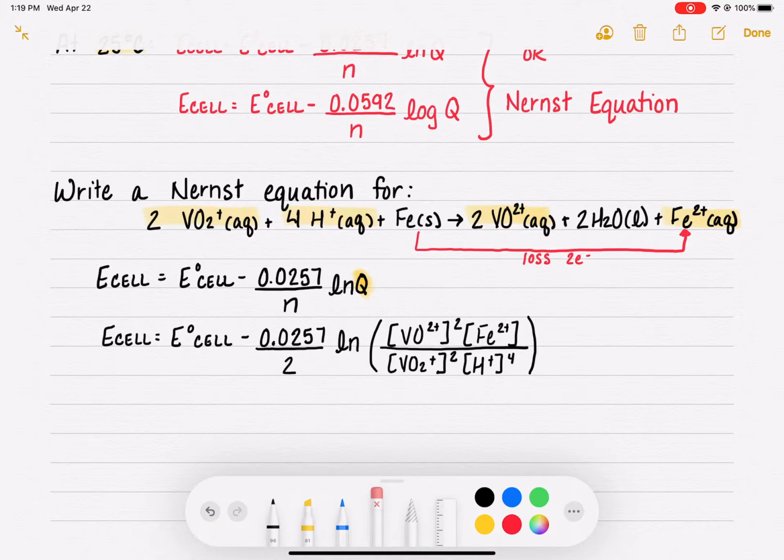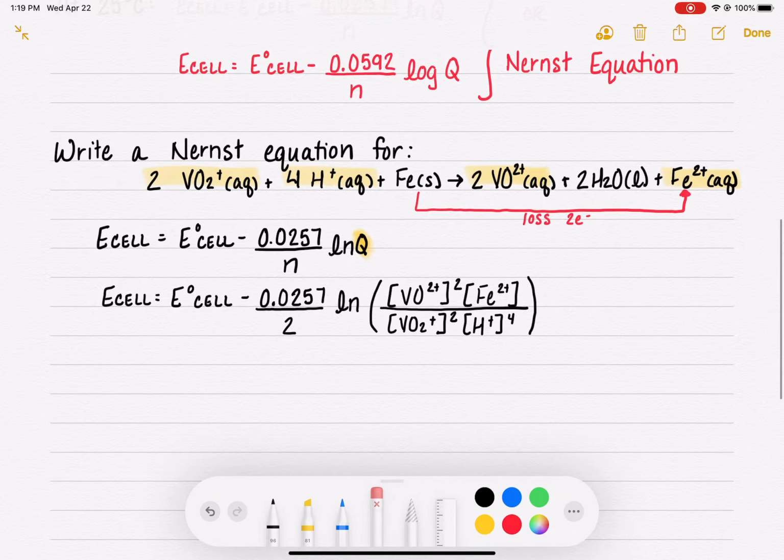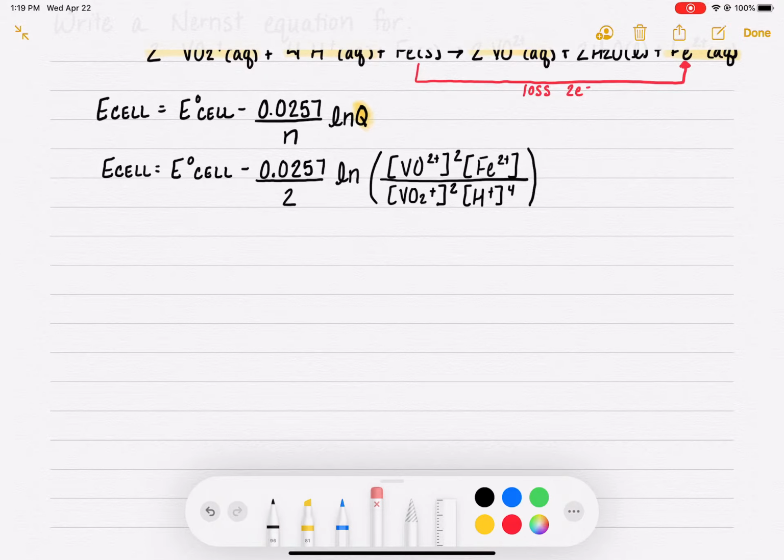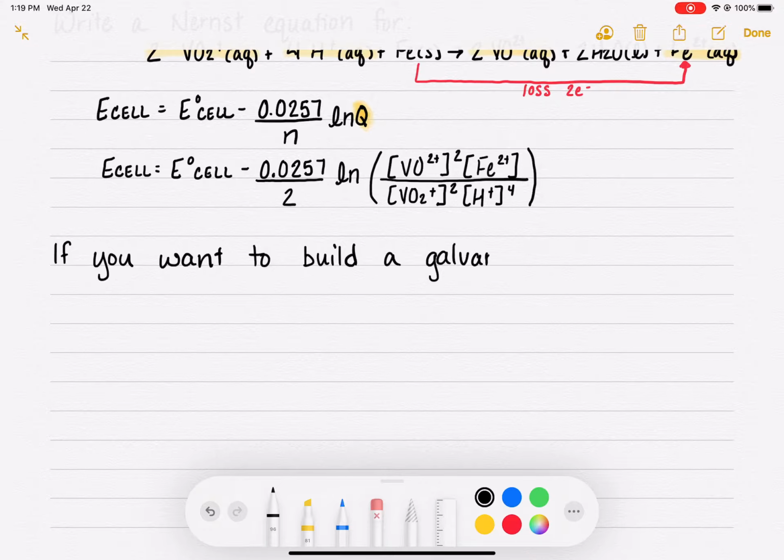Now we're ready to actually apply the Nernst equation to a particular problem. So the first example that we're going to look at is, let's say that we wanted to build a galvanic cell that has a voltage E cell non-standard of 0.80 volts. So we want to build a galvanic cell that has a voltage of 0.8.